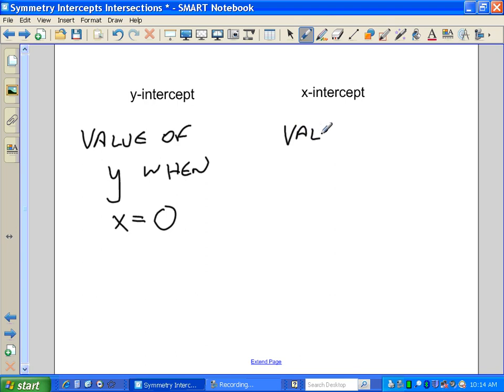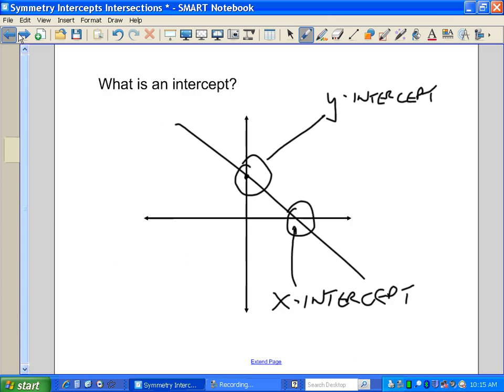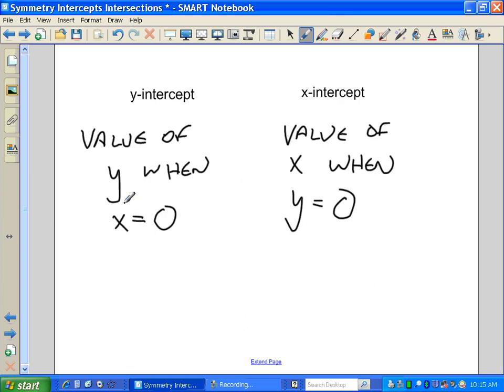Similarly, the x-intercept is the value of x when y is equal to 0. Okay, quick back to that other picture. There's my x-intercept at that particular point; anywhere along this axis, y is equal to 0. So that's how we find the x-intercept. Again, graphically it's where it crosses the x or the y-axis, but mathematically we want to just think about it as an actual value. It's the value of y when x equals 0. That's the y-intercept. The x-intercept, the value of x when y is equal to 0.